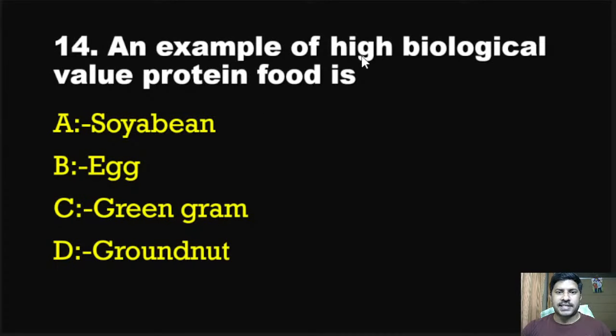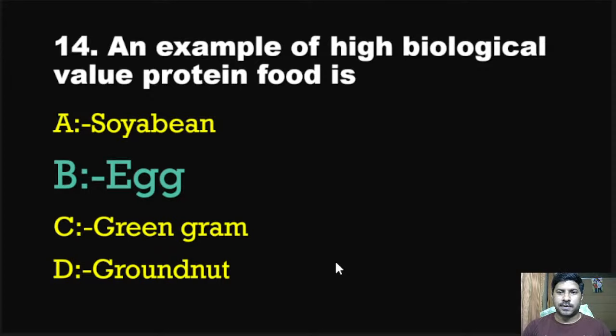Next question, 14th question. An example of a high biological value protein food is soybean, egg, green gram, or groundnut. High biological value protein means it gives most of the essential amino acids, around 80-90%. That is why it is known as high biological value protein. Correct answer here is egg. Most animal foods are high biological value proteins, and here the example is egg. So I think it is clear, most animal-originated proteins give a high biological value protein, and the egg is included in that.